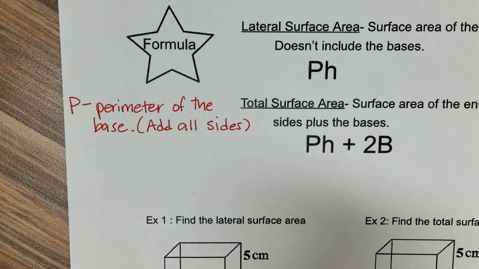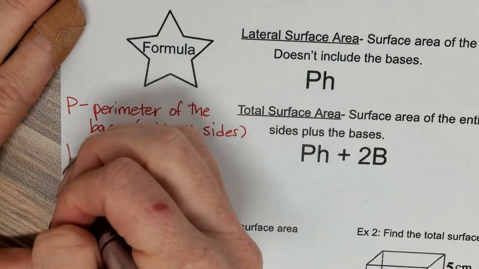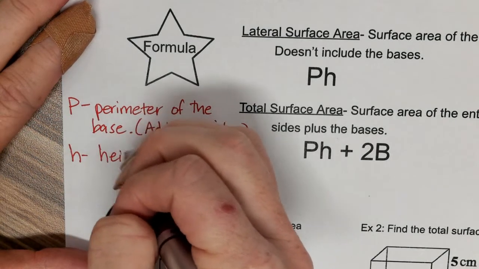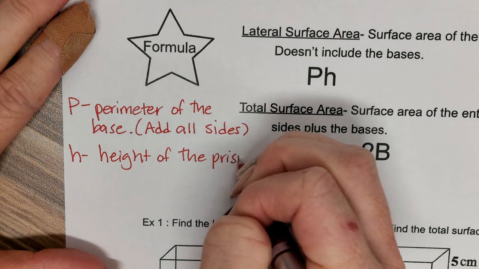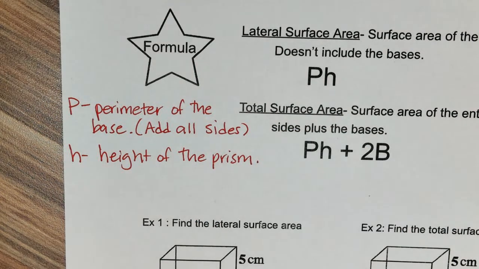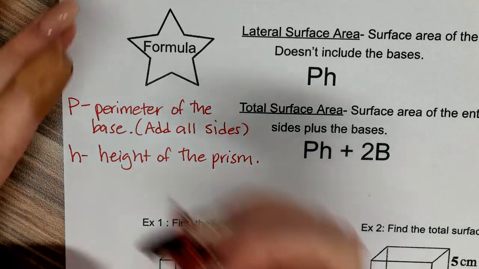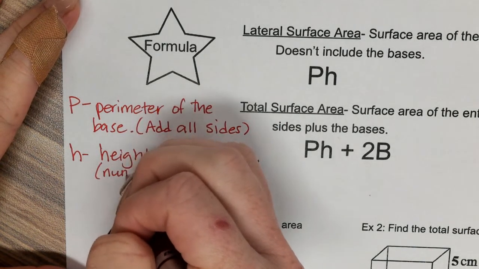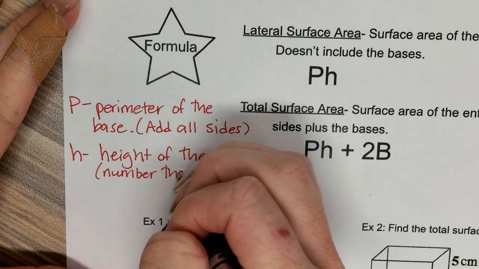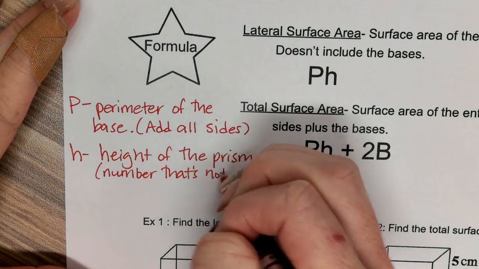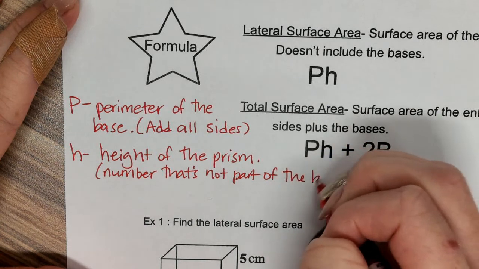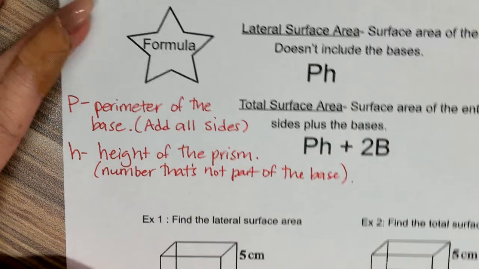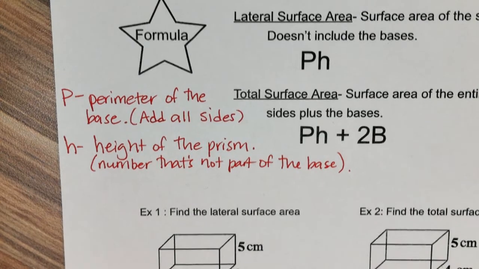All right, then we're going to need a little h. The h is the height of the prism. To find this number, it's the number that is not part of the base. So put in parentheses, the number that's not part of the base. It's super easy to find it once you know what the base is.